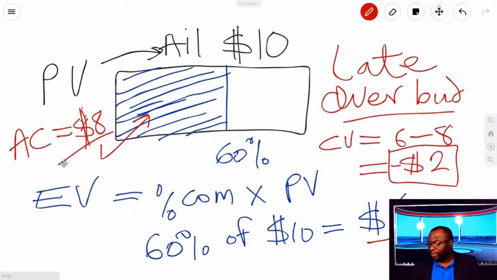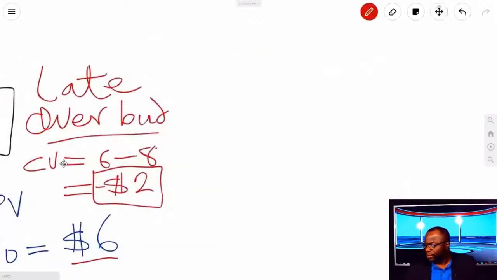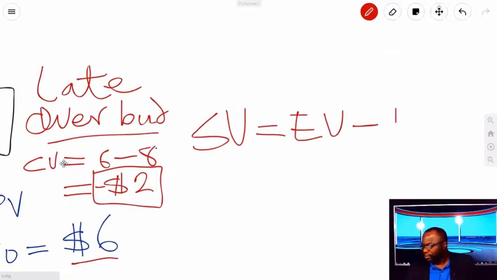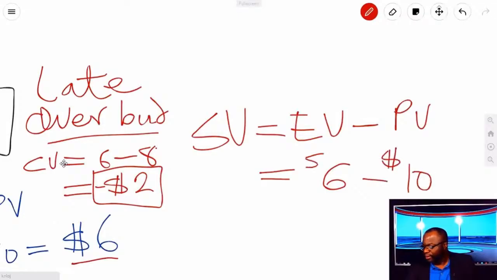You look at the schedule, the same thing. You're going to say, I planned to get $10 worth of work done. I only got $6 done. Common sense tells you, I'm $4 behind. Now, if we wanted to make it all scientific, we would say schedule variance is equal to earned value minus planned value. And that is really your 6 minus 10. Don't forget the dollar signs. This is a trick on most exams, but it's a minus 4.